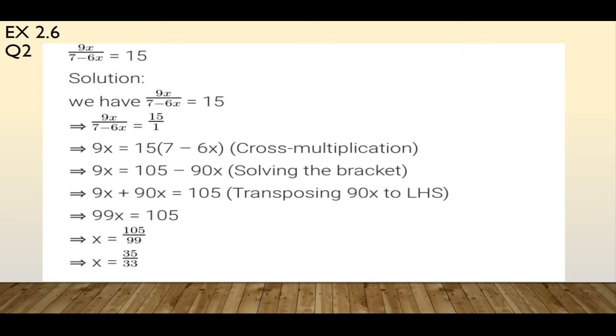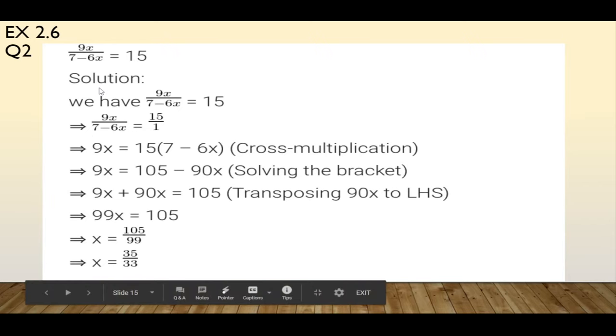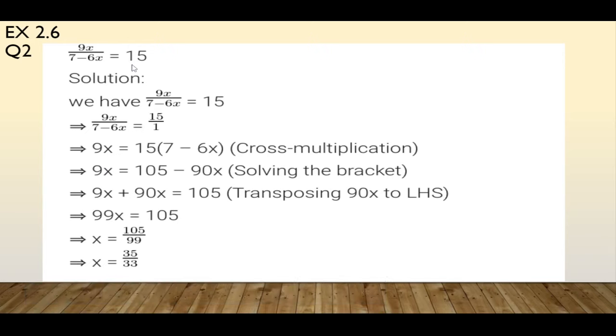Now, there's another complex linear equation from exercise 2.6. So I've clubbed it. 9x upon (7 minus 6x) is equal to 15. Here goes the solution. So, what we'll do in this question is try to cross multiply. Can you see that 7 minus 6x is being divided on the LHS? So, it will be multiplied, right?